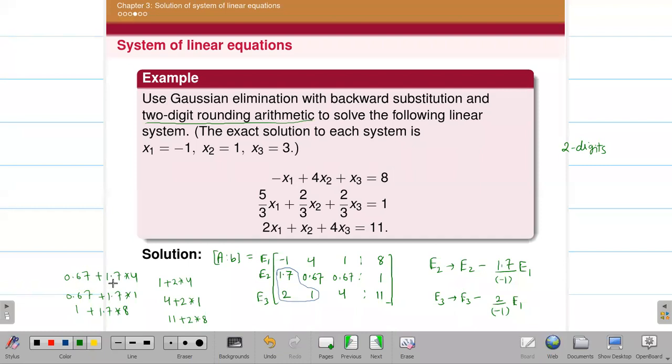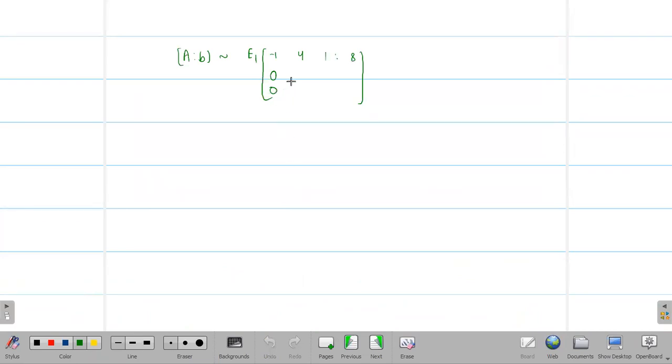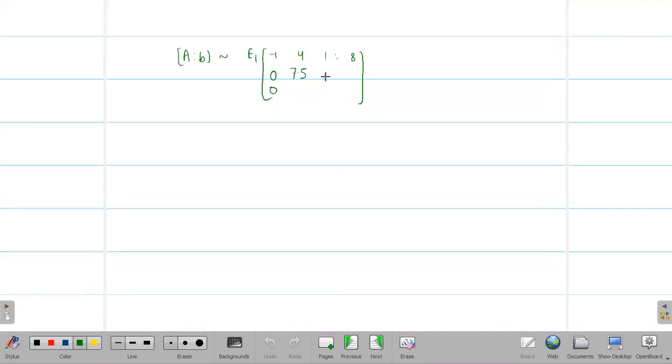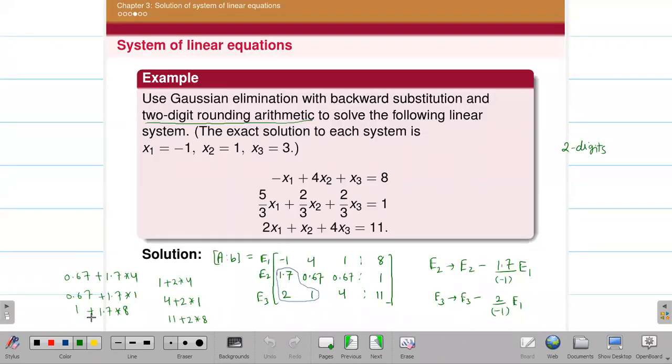So 0.67 plus 1.7 into 4 with two-digit rounding arithmetic will be 7.5. And here it is 0.7 plus 1.7, so it is 2.4. And it is 1 plus 1.7 into 8, this is 15.